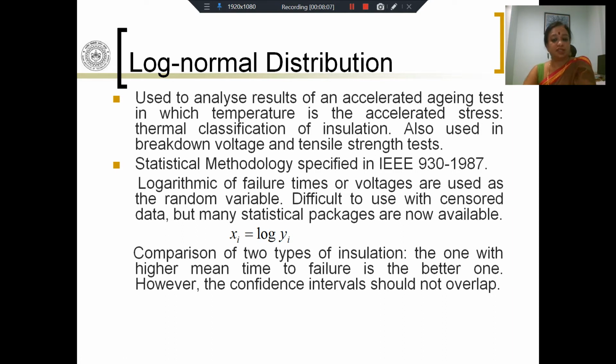Again, the confidence intervals should not overlap for an effective comparison, so that you should be able to say with proper confidence that this is better than that. It is necessary that their confidence intervals do not overlap. Of course, time to failure if you're working with voltage endurance tests, otherwise voltage if you're working with the breakdown voltage. So these are the two distributions which are normally used for working with breakdown voltage data.